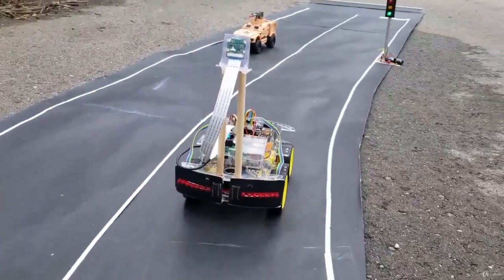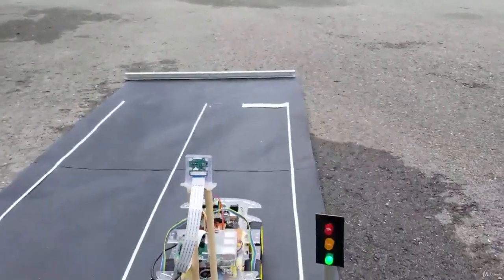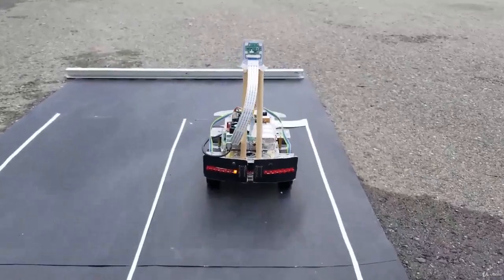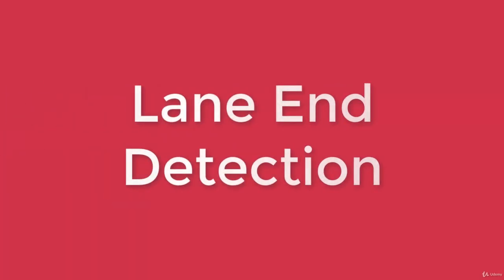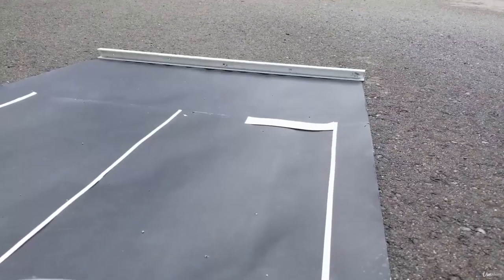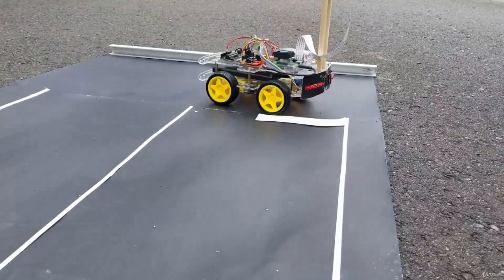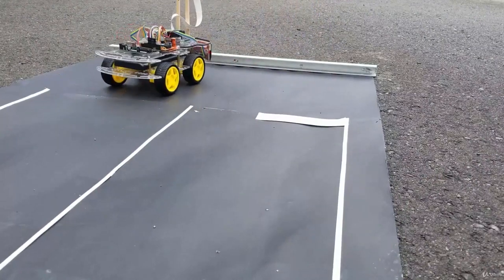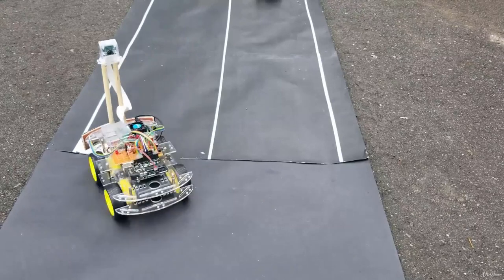This time, let's say we have a green light down the street, then our car will simply ignore the traffic lights. Next, we will see a lane end detection. Here our car will simulate a U-turn so that it can go to the second lane. This is the operation of our car from different angle.